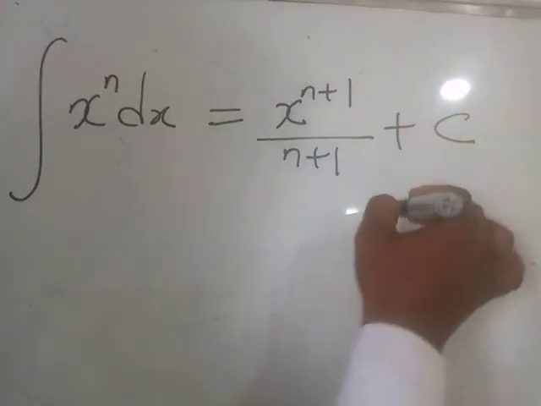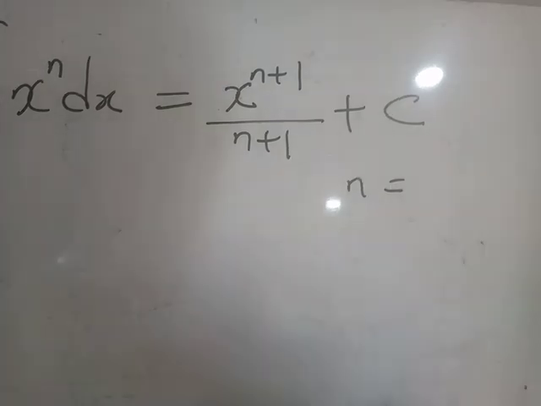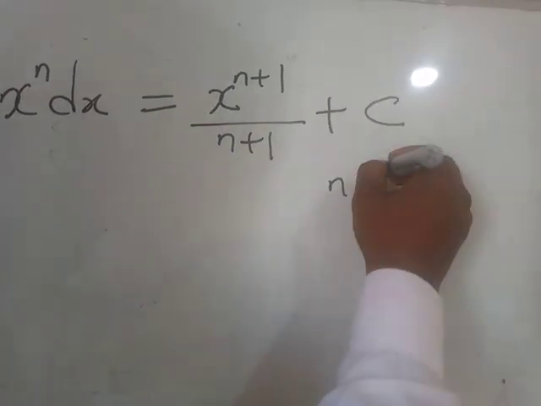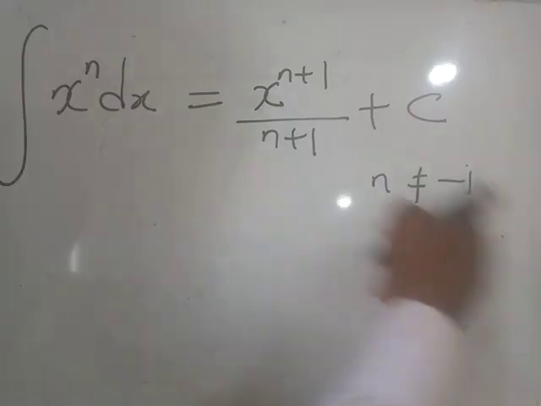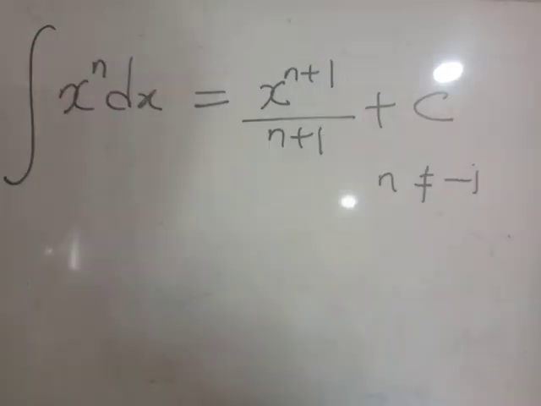This is valid when n is not equal to minus 1. When your n is not equal to minus 1. So that if it's equal to minus 1, this one will not be defined.